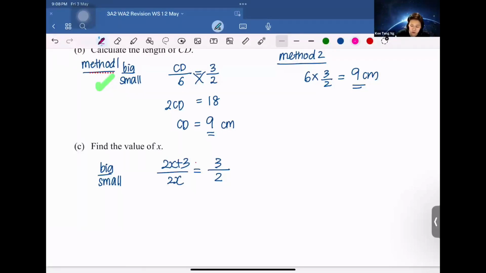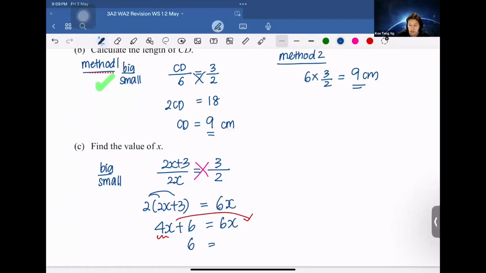Then here we're going to cross multiply, and then I'll get 2 bracket 2x plus 3, and 3 times 2x, 6x. So with this, I have 4x plus 6 equals 6x. Keeping all the x on one side, I shall bring 4x over here. It becomes minus 4x. So 6x minus 4x gives me 2x. So 6 cm equals 2x. Dividing by 2, x will be equal to 3 cm. So the value for x is just the number 3.